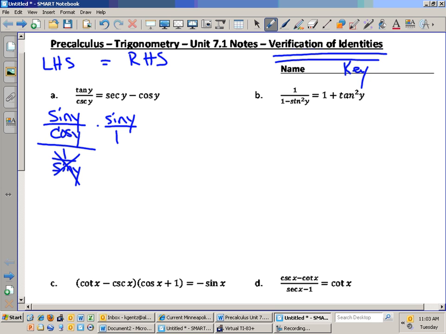What is sine of y over cosine of y times sine of y over 1? That's not equal to secant of y minus cosine of y yet. They're not the same yet. Any thoughts?